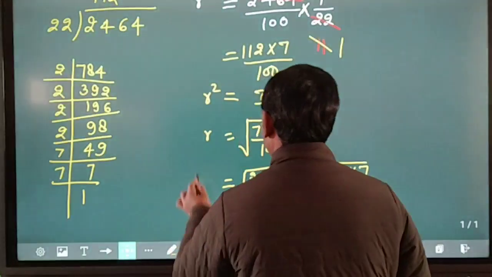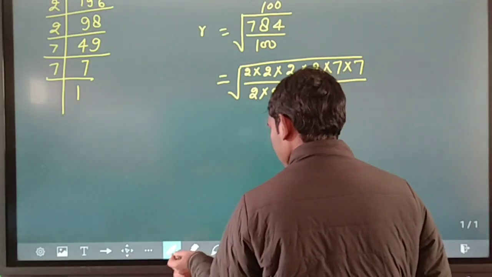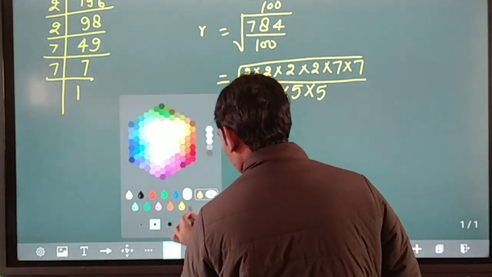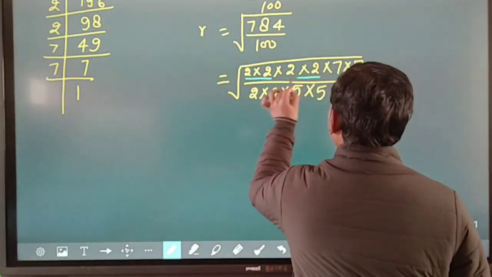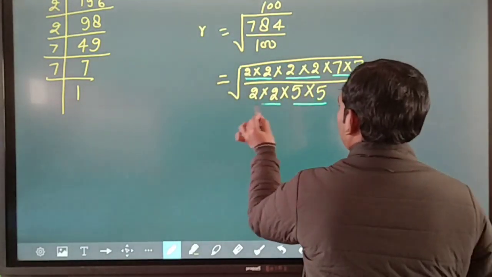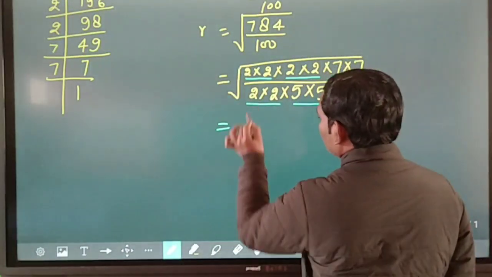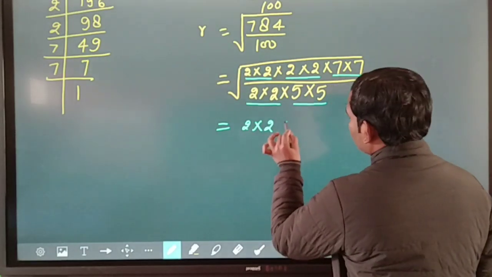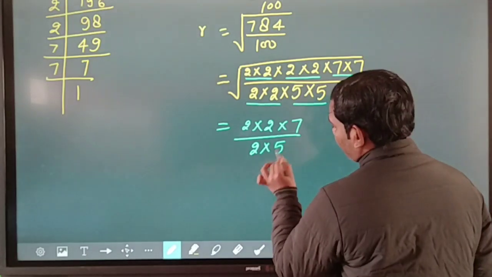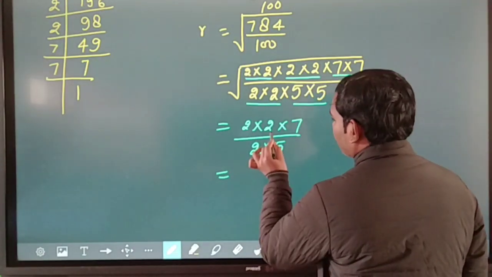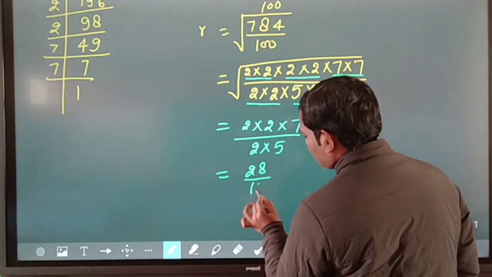In order to get the square root, we need to make pairs of these prime factors. So making its prime factor pairs and taking one element from each pair, we get 2 into 2 into 7 and 2 into 5. So 2 2s are 4, and 4 7s are 28, and 2 5s are 10.